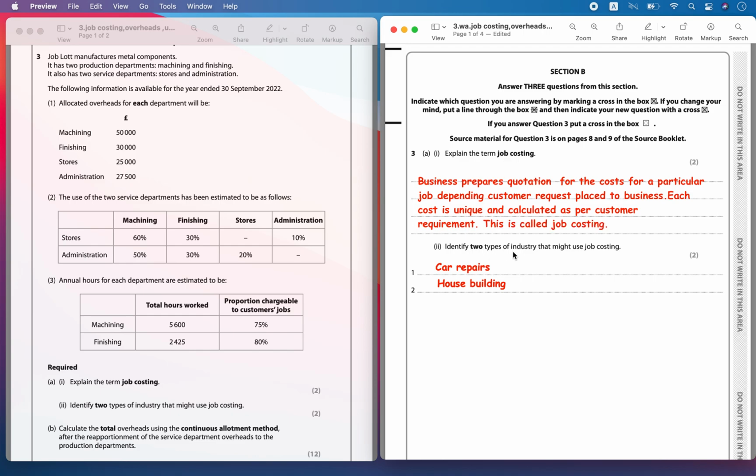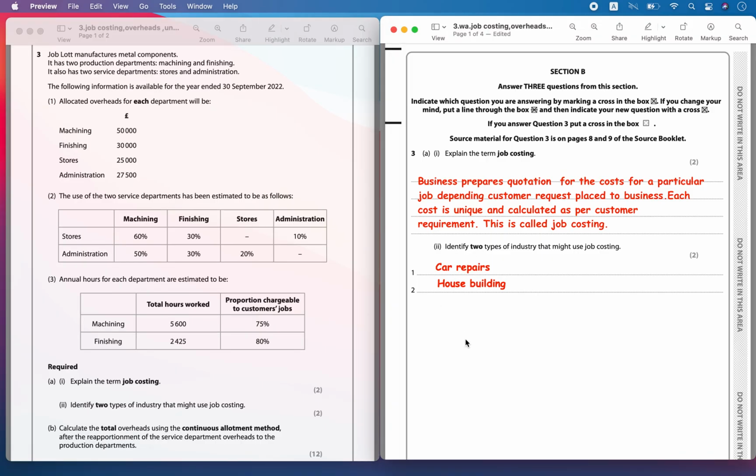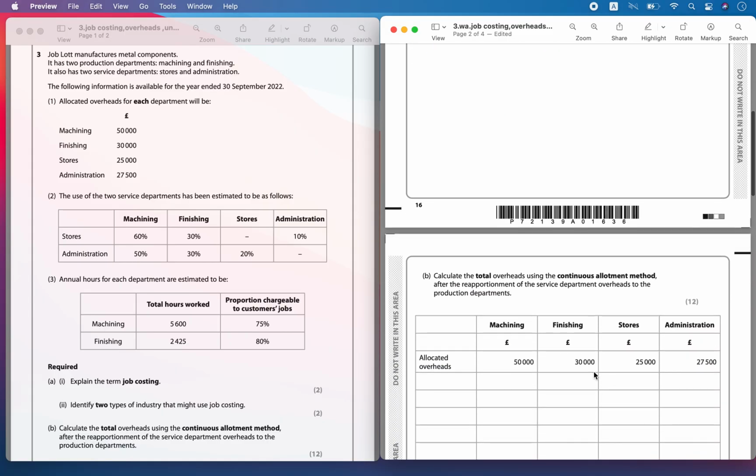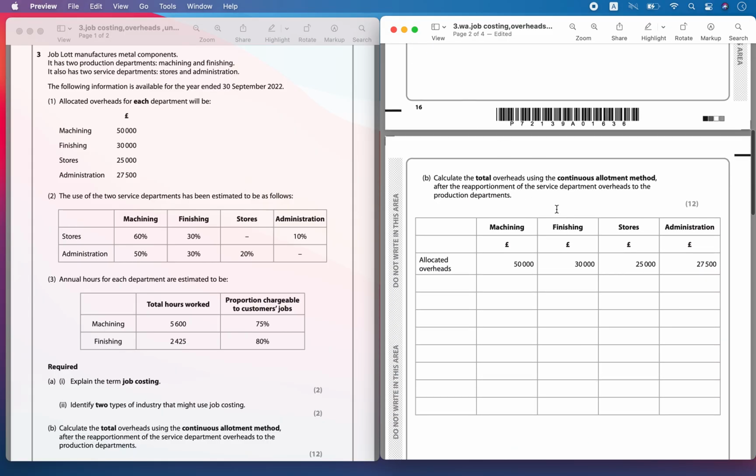So that is, identify two types of industry that might use job costing. So car repairs or house building. These are the two types of jobs, and many others, that you can quote. The hours spent on the job are going to be different because the requirement is different. So you might have to do a job costing as per the hours spent and how many units you will be able to produce. All those you will use to prepare job costing.